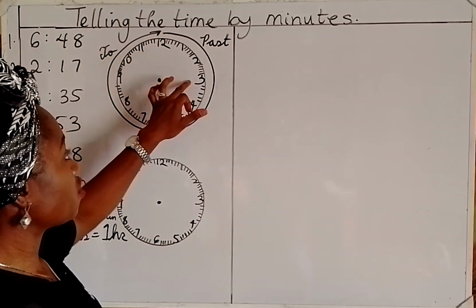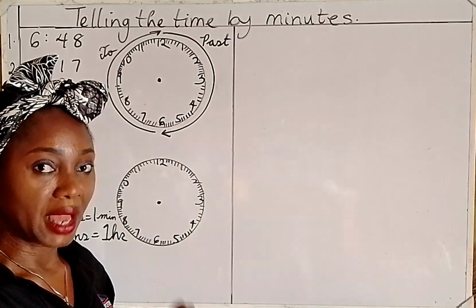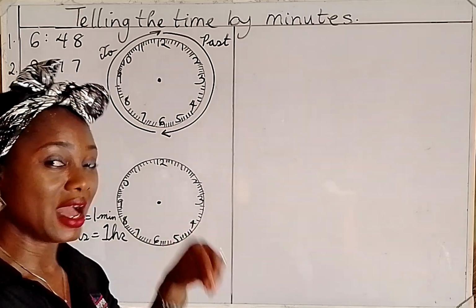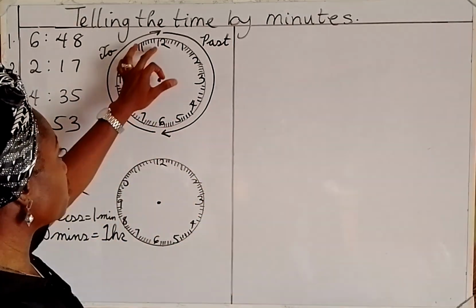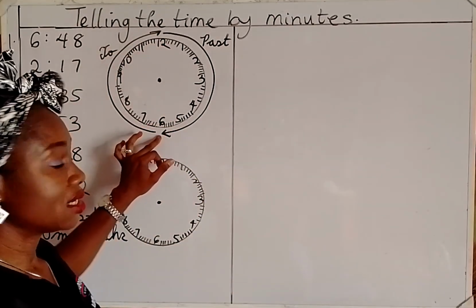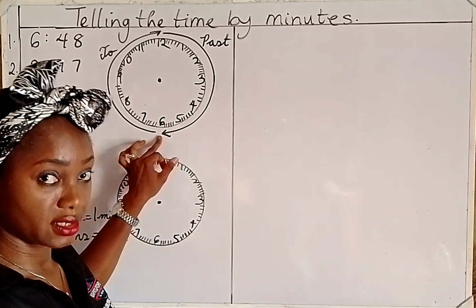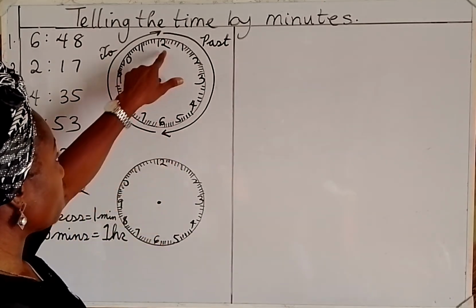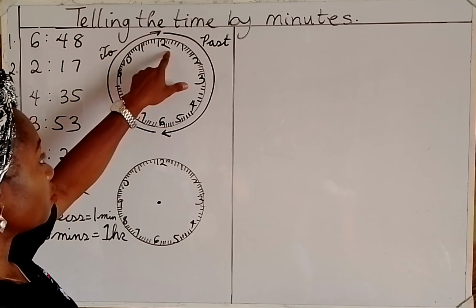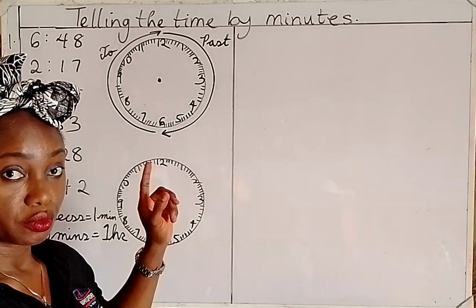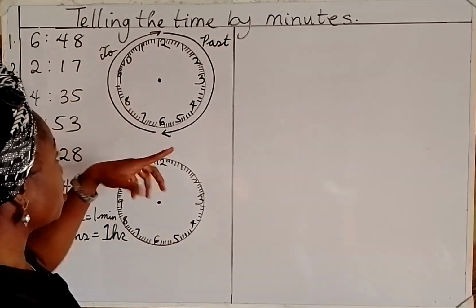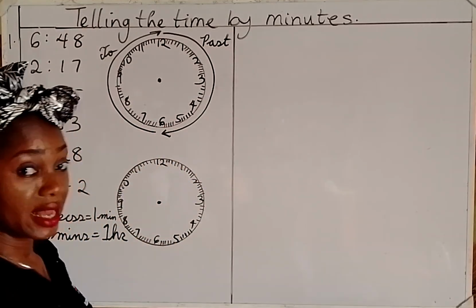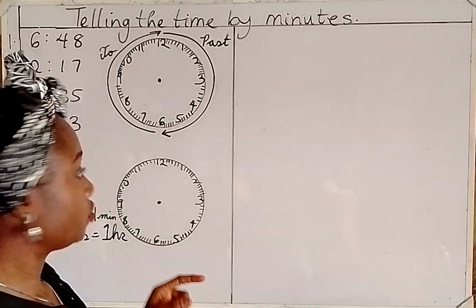So from 12 to 3 is quarter past, which is a quarter of an hour. Then from 12 to 6 is half past. The same thing applies from 12 to 9: that is quarter to, right? Then 12 to 6 is also half past, half past, then quarter to.